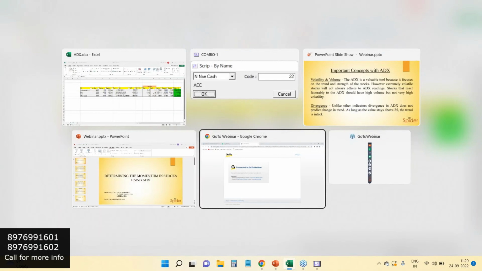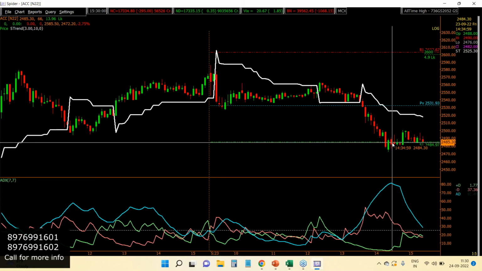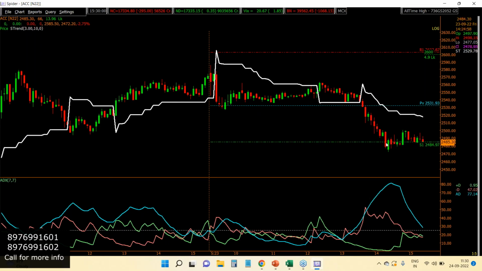As you can see, I will just go to 2530, and the high is 2545. Then what should be your target? As I have told you, if the pivot is nearby, that is your target. As you can see, the target was 2484, and it has achieved that particular target.